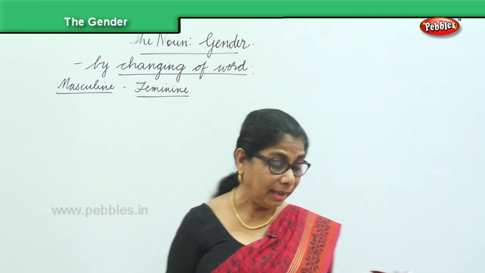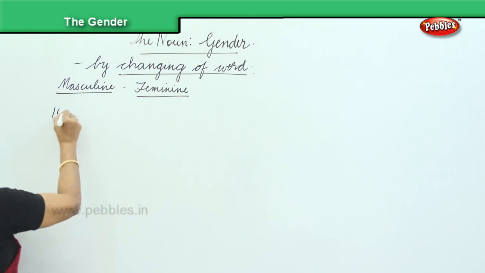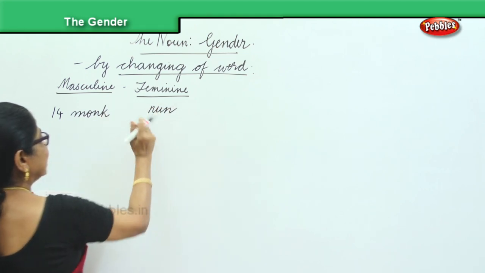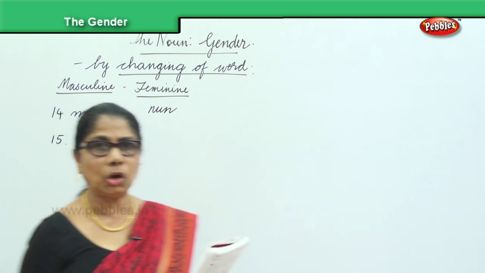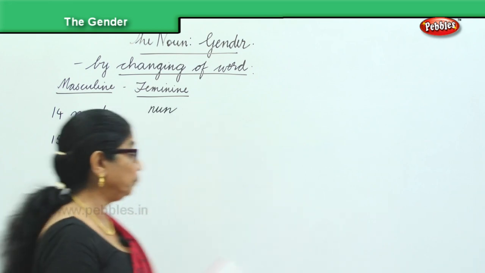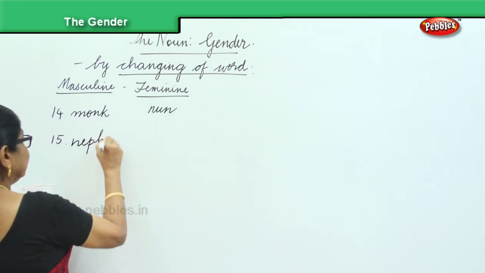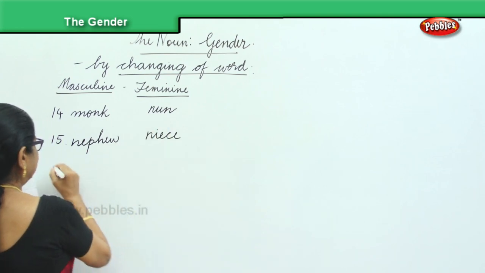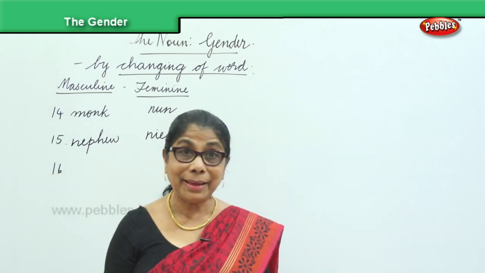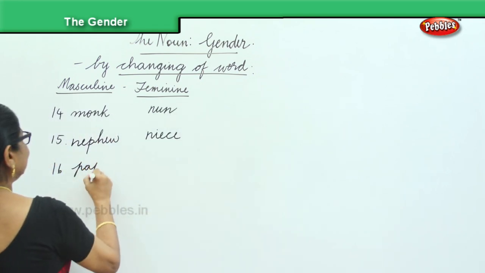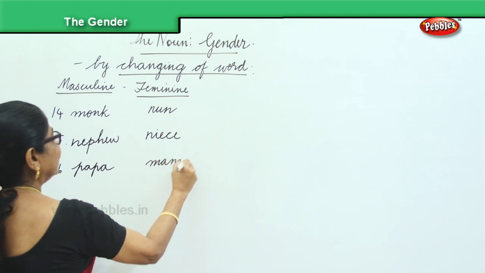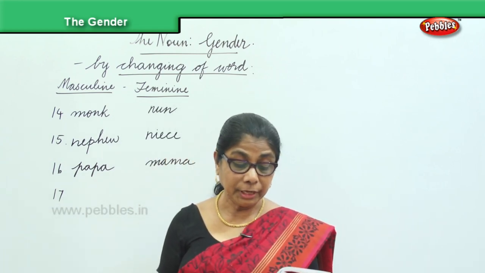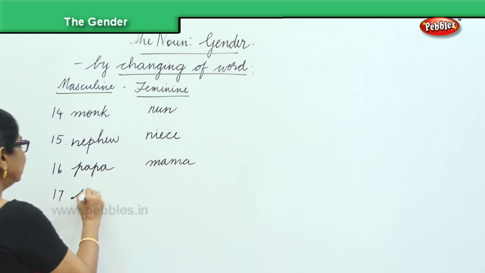Next, we did man, woman. Now we have monk, nun. It's a monk in the monastery. Then you say, that's a nun in the monastery. Monks live in the cloistered monastery. Then you have nephew, and then you will say niece. Then we have papa, mama. Complete change. That's what we are looking at, a complete change to form the feminine. Sir, madam.